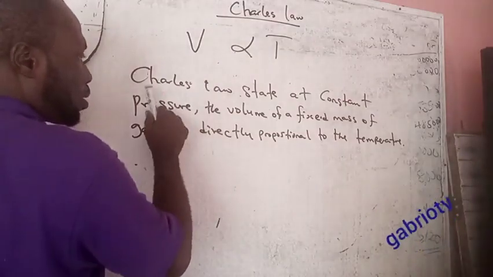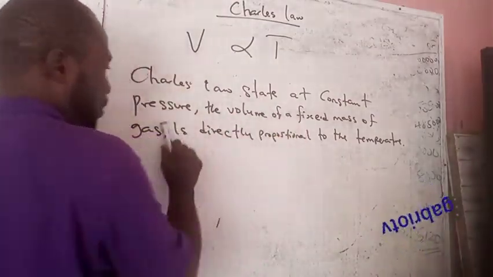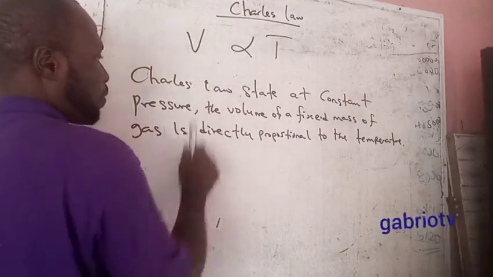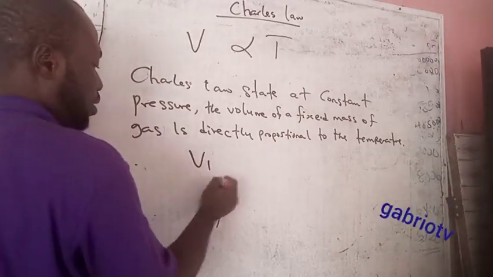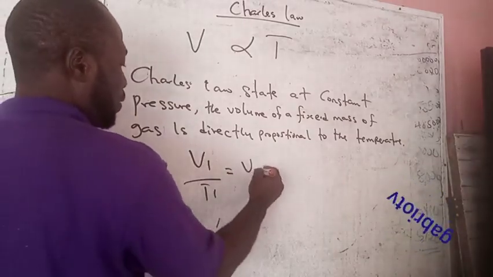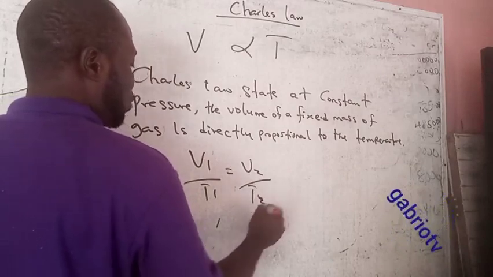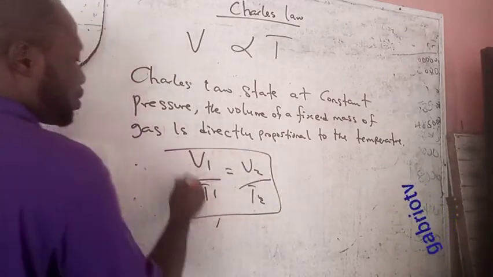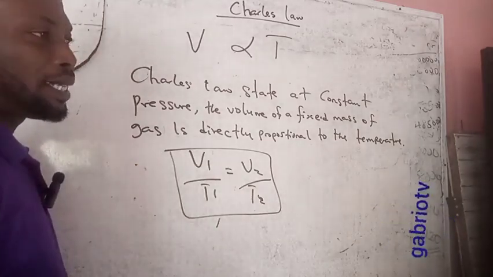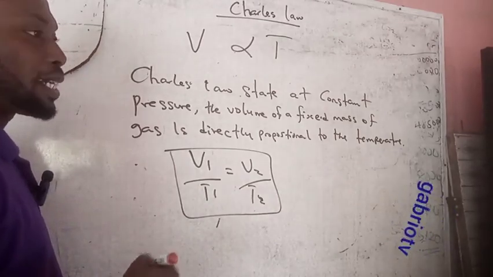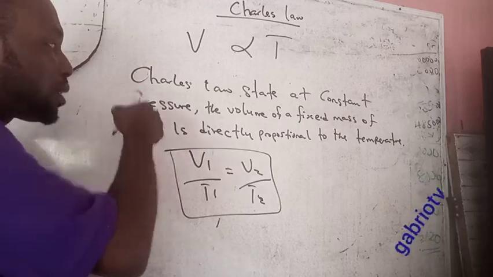So Charles law states that at constant pressure, the volume of a fixed mass of gas is directly proportional to the temperature. And this law is telling us that V1 over T1 equals V2 over T2. This is the Charles law. Yes, the Charles law. Then what about the kinetic theory? Using the kinetic theory of matter of gases to explain the Charles law.